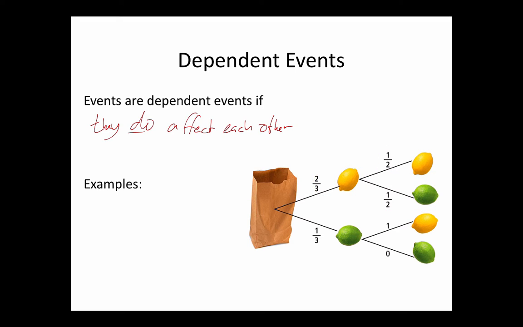But if you draw a lime first, then you have no limes left. So there's a 0% chance that you're going to select 2 limes in a row. But if you select a lime first, then there's a 100% chance you're going to select a lemon, because the only fruit left in there are lemons. So the first prime example is this lemon and lime example.